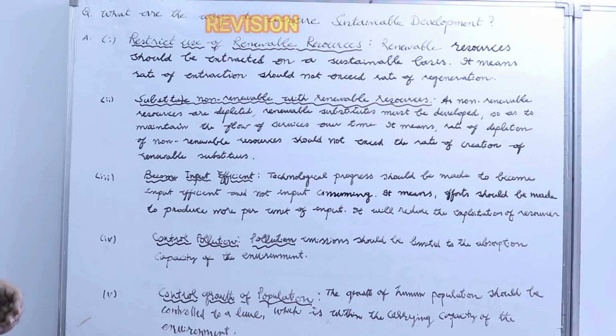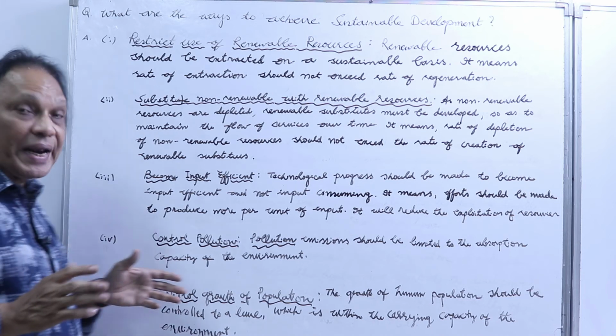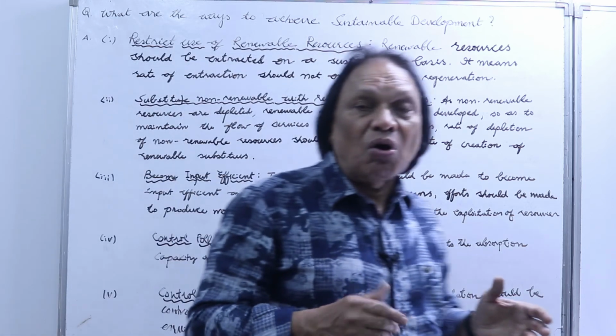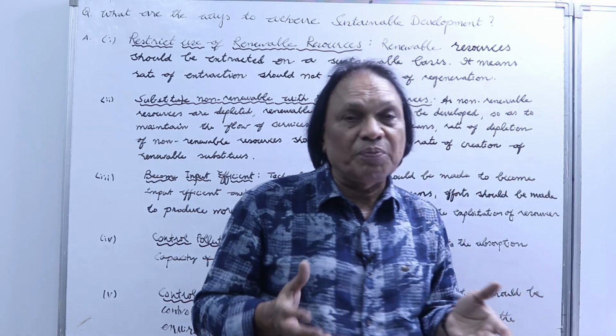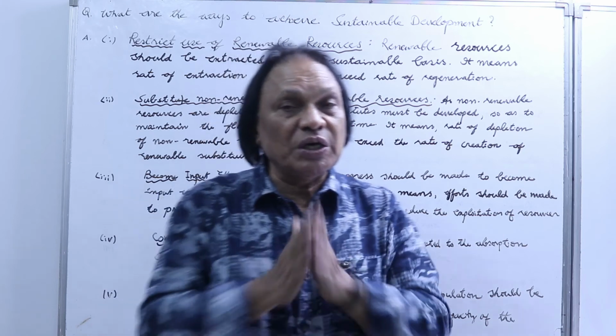It will reduce the exploitation of resources. And control of pollution: pollution emissions should be limited to the absorption capacity of the environment. And the last one is control growth of population. The growth of human population should be controlled to a level which is within the carrying capacity of the environment. So that's a very important topic. These 5 points you should keep in mind.